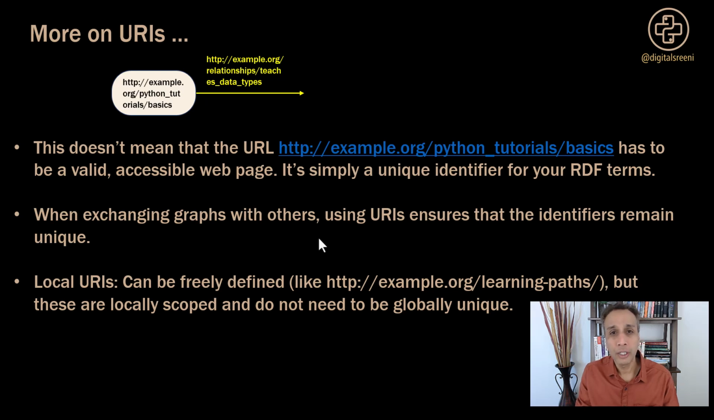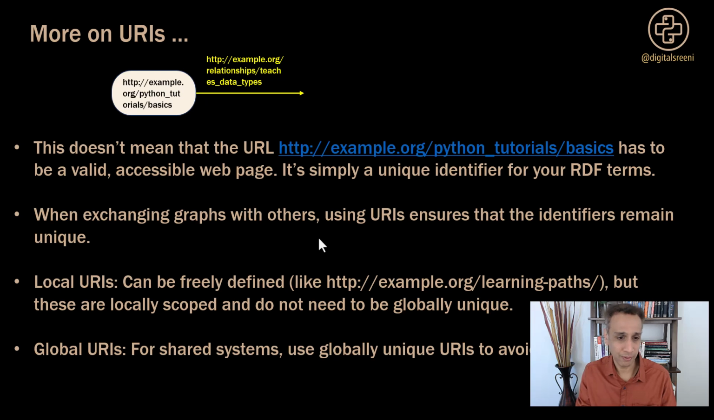Okay, now local URIs, like for example, when you put example.org, right? If I'm using it on my own system, I'm not sharing with someone else, I don't care. I'll just put HTTP, I don't care.org, whatever, it doesn't matter. But these are locally scoped, and they're not intended for global use and for being unique. But if you're actually sharing these, then of course you have to think of the global use. For shared systems, unique URIs would obviously avoid any conflict with other graphs that you're working with.